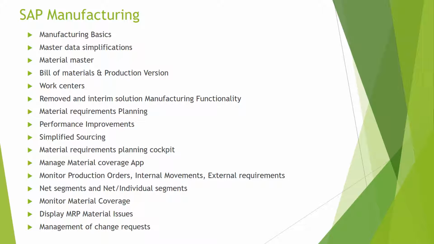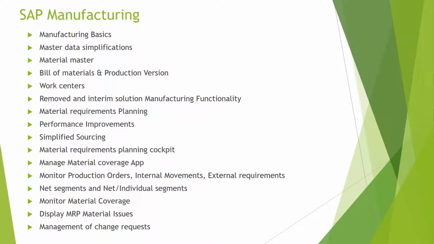For purchased materials, the functionalities for source list and quota arrangements have also been changed. Quota arrangements are always considered and source list management has been changed. If a valid purchasing contract or info record exists, MRP will consider this record even if it is not updated in the source list.